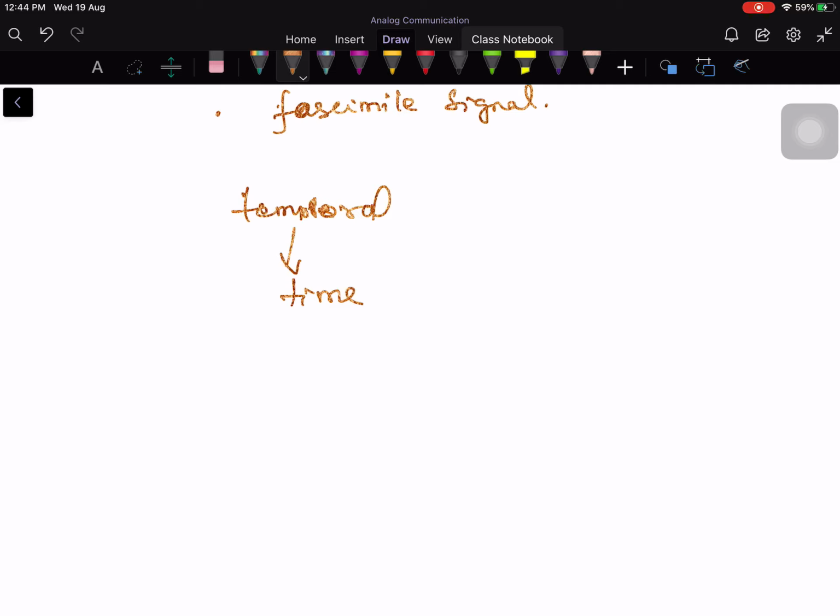So that I do not lose the essence of motion also. Otherwise, it will look like a transmission of a few still pictures, one after another, rather than a moving picture. So this is very, very important. Therefore, it is clear that the scanning will be fast.